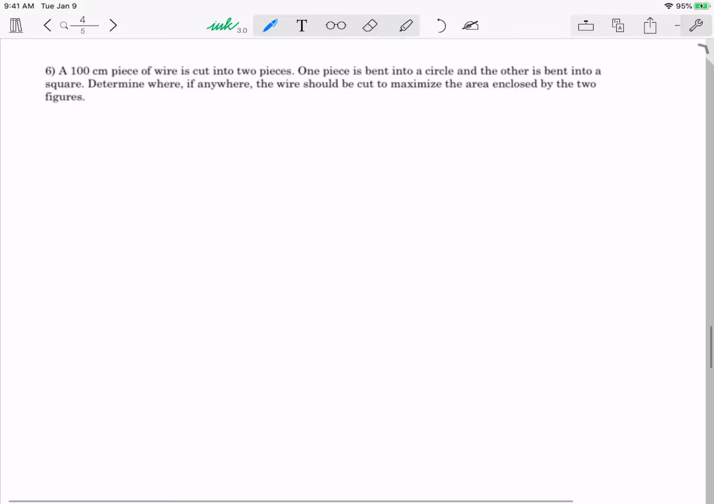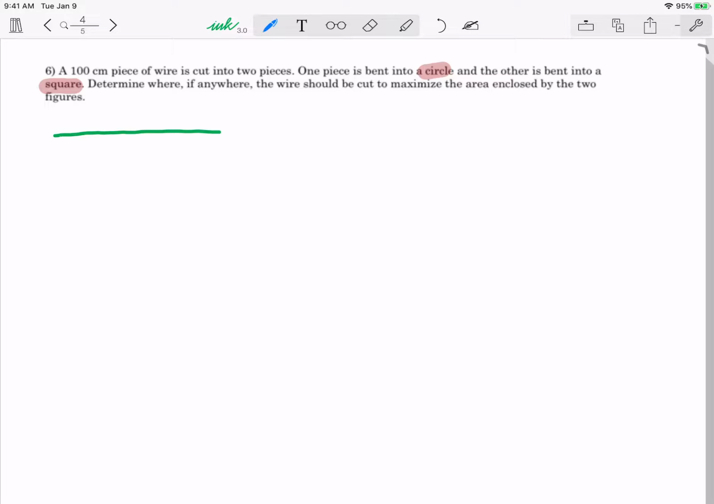Alright, a 100 centimeter piece of wire is cut into two pieces. One piece is bent into a circle, and the other is bent into a square. So I made this one kind of easy with the square. You might see ones with equilateral triangles or rectangles, so be on the lookout for those. Give those a try. I want to determine where, if anywhere, the wire should be cut to maximize the area.